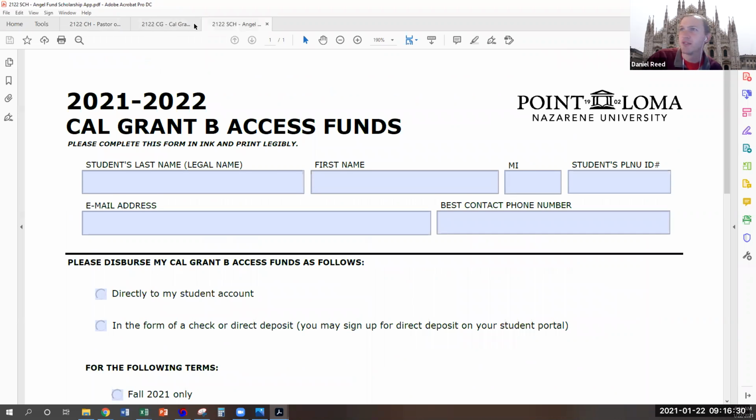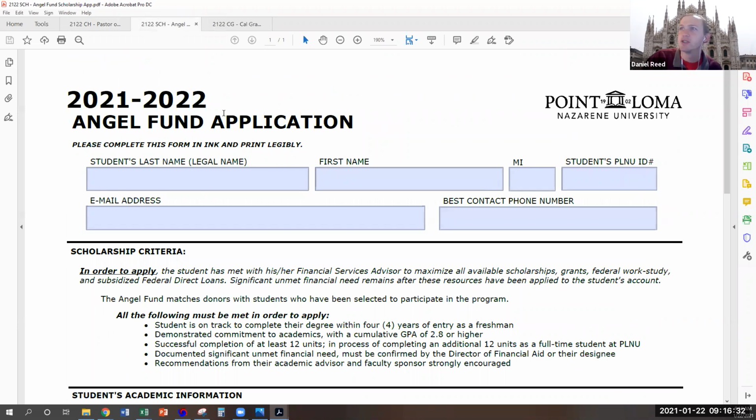Actually, that one hasn't changed, so we'll save that for a second, is the Angel Fund application. This used to be called Angel Fund and Crossroads. Crossroads is no more. We don't have any more Crossroads funding, and at this point, at least, University Advancement has not fundraised for that program.